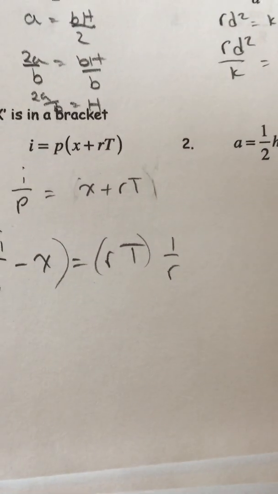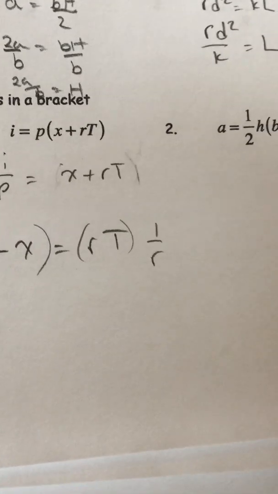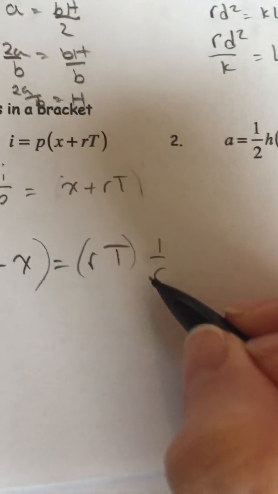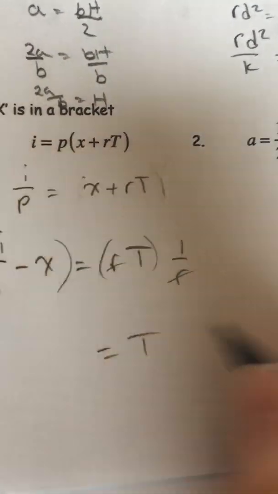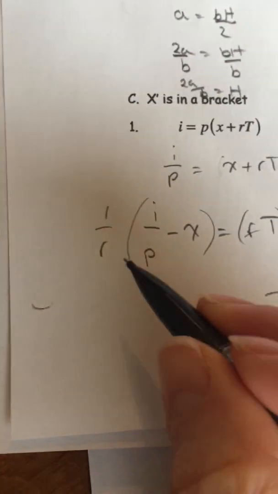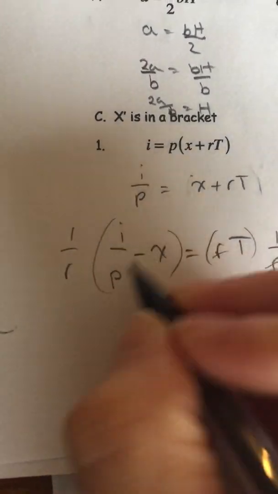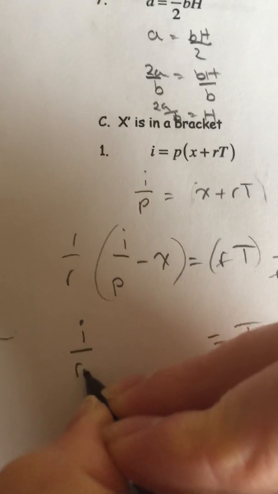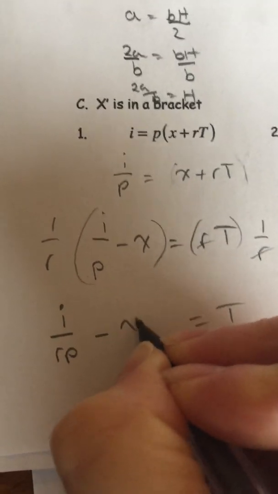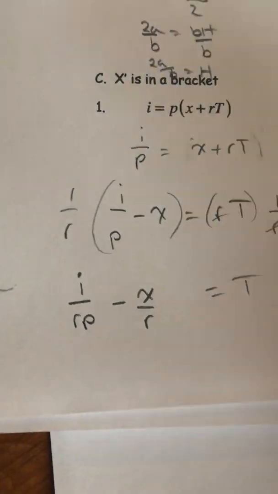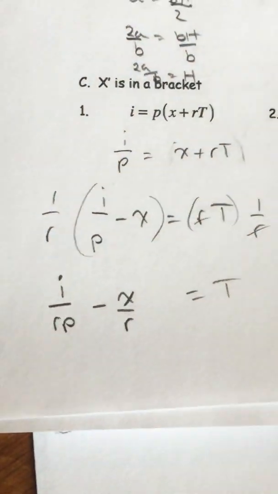Remember, dividing by a fraction is the same thing as multiplying by its reciprocal. So we're not doing anything new here. That will isolate T. And it'll make it a lot easier for you to realize that this is, if you distribute through, I over PR, subtract X over R. Okay, you're distributing this through.